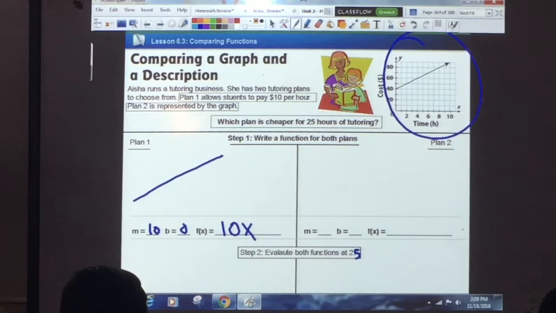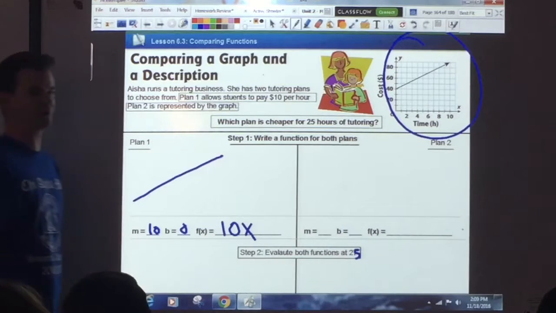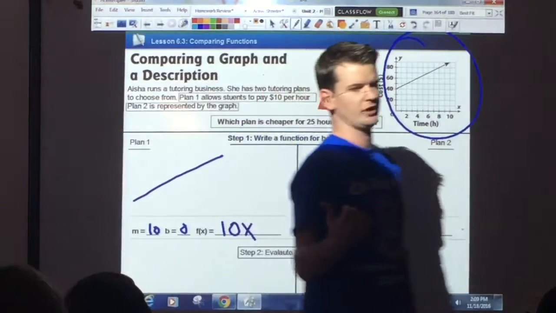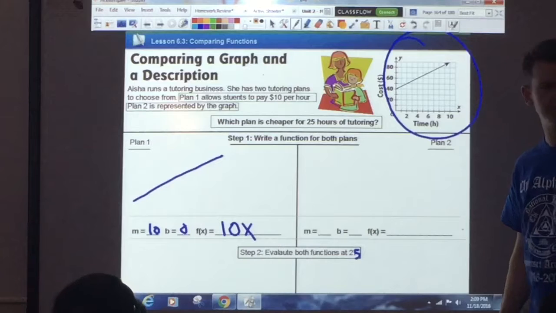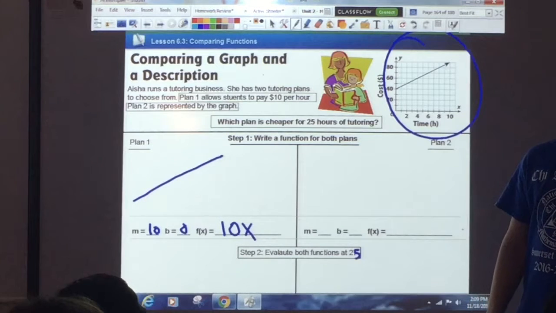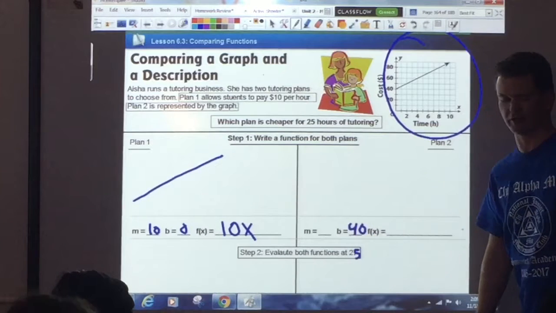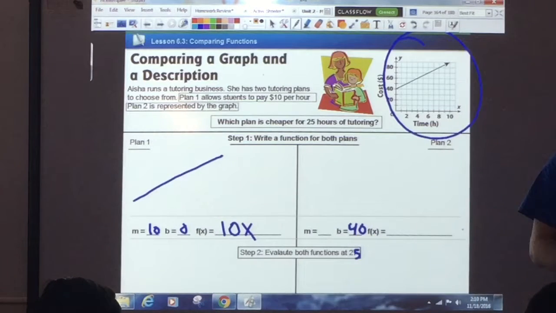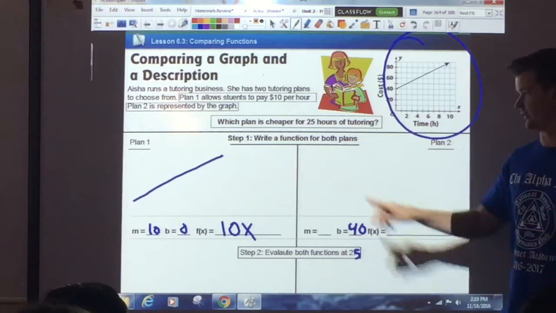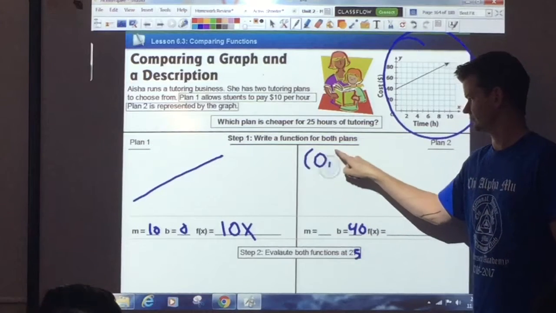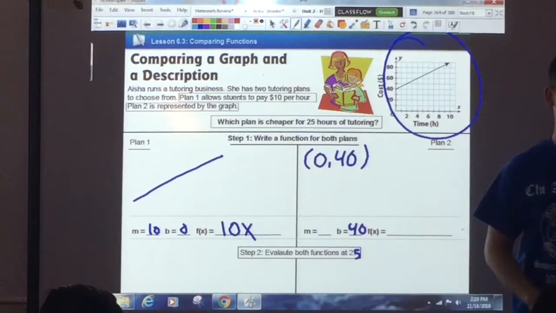For plan 2, I have to look at the graph. The good thing about a graph, I can identify the y-intercept right away. What's the y-intercept? 0, 40, also known as just 40 if we're going to write an equation. That gives me one of the coordinate pairs I need to find the slope. So I have 0, 40.